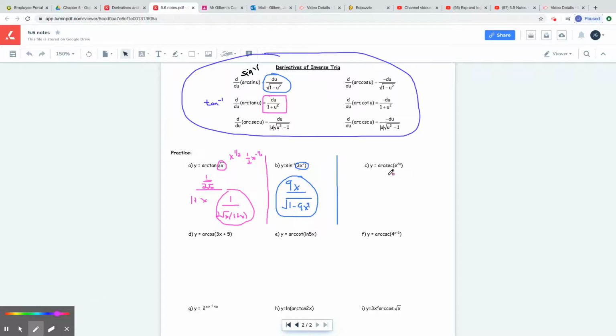All right, arcsecant of e to the 2x. So in this problem, e to the 2x is my u. Arcsecant, where's that? It's right here. So just follow the directions.